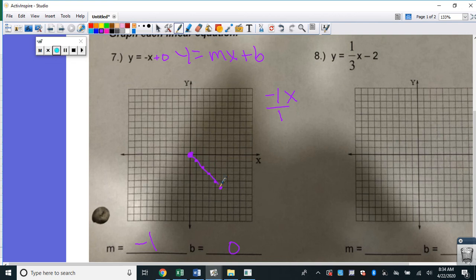And I am going to try my best to draw that out straight. Being a little OCD here. All right. So y equals negative x. That is what that graph is going to look like.